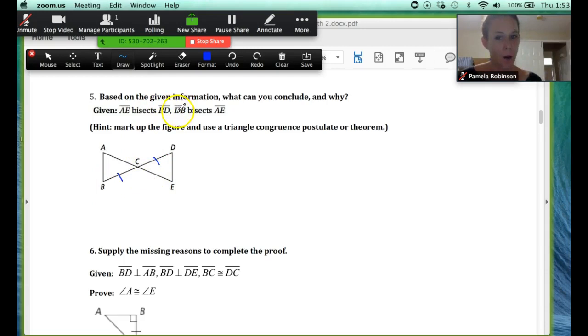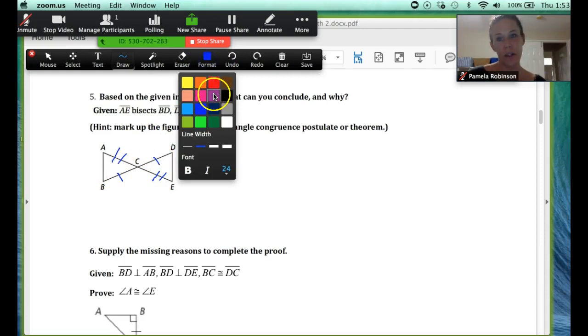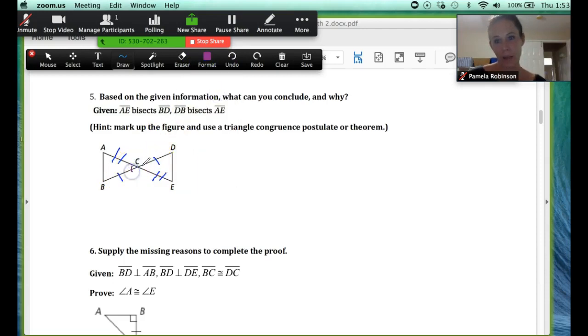Now we say, well, BD, this guy, bisects this guy. So now this guy gets bisected, AE. We double mark it. Now we have some sides congruent here. That side is congruent to this side, congruent to this side. I can easily do vertical angles again right there. Done. Now I've got side, angle, side. So by side, angle, side, I can get these triangles congruent.